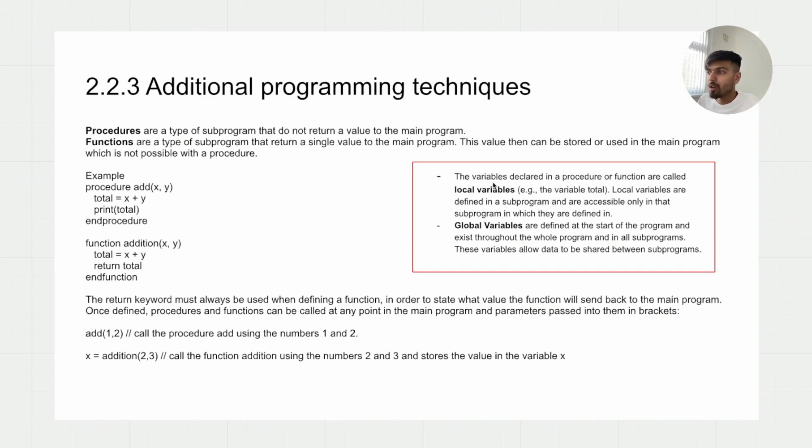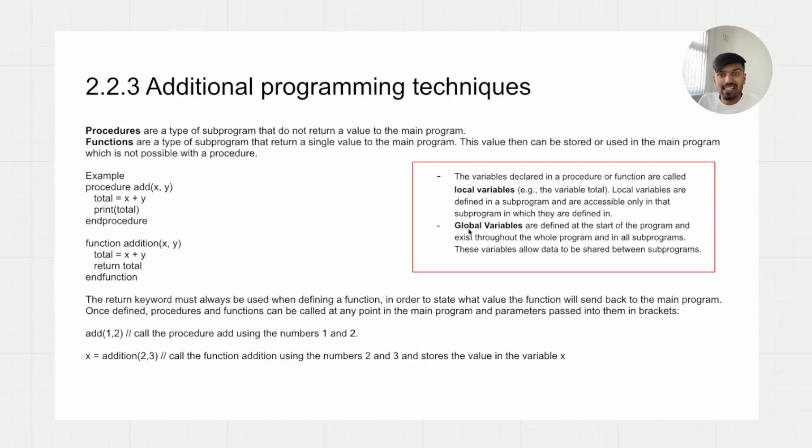Now we move on to local and global variables. Local variables are defined in the subprogram and are only accessible in the subprogram in which they're defined. For example, total over here is only accessible in this subprogram. If we write total outside the subprogram, it won't recognize what variable total is. It will say total is undefined. Local variables are locally defined inside a subprogram. You can't access them elsewhere.